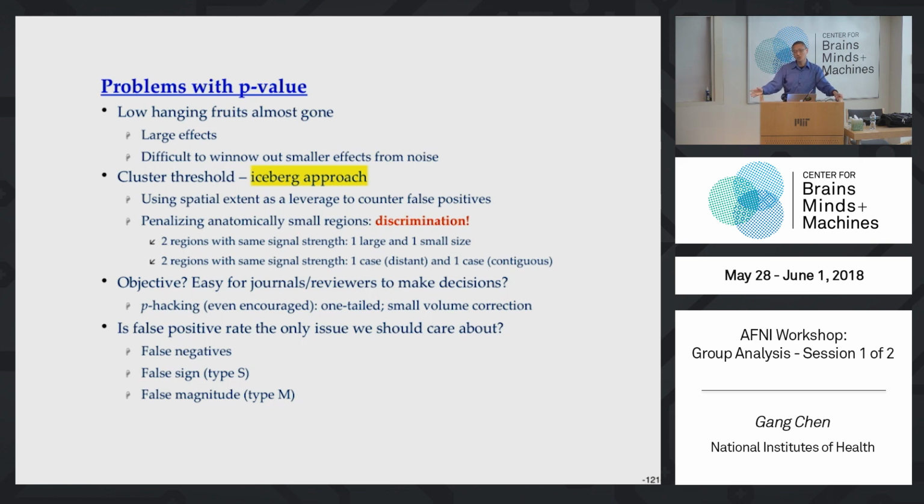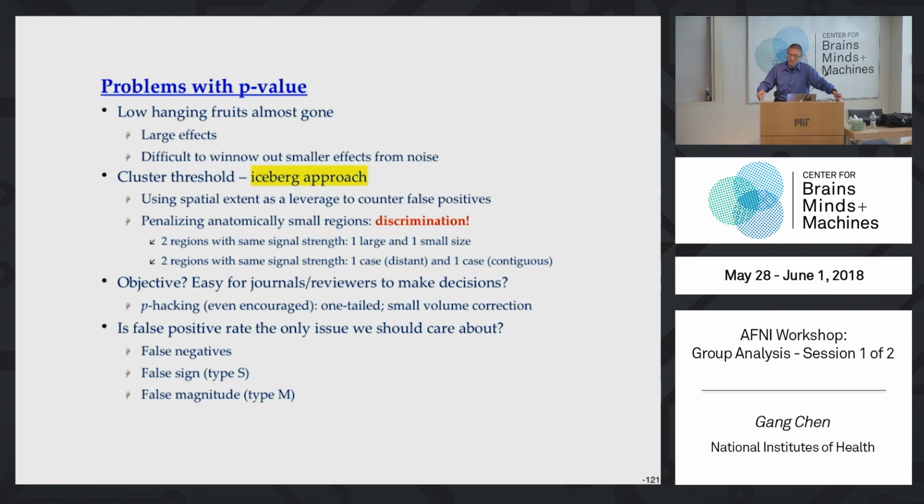The approach that immediately jumps into your mind is Bonferroni correction. But nobody does that, because the penalty is just too severe. To avoid that severe penalty, people do so-called cluster correction, and there are a few approaches. First of all, there's SPM's random field theory. A similar concept in AFNI uses Monte Carlo simulations.